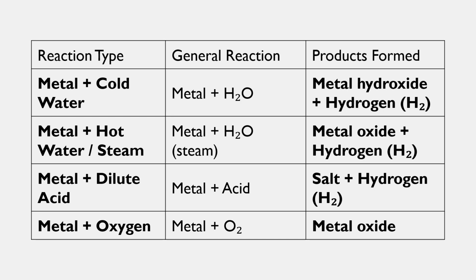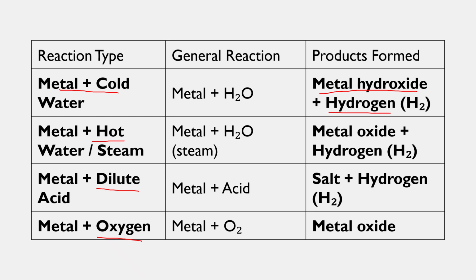Okay, so here are different types of reactions of metals. When metal reacts with cold water, when metal reacts with hot water, when metal reacts with dilute acid, and when metal reacts with oxygen, what is your product? This is very important, student. When metal reacts with cold water, what is your product? Metal hydroxide plus hydrogen gas. And hydrogen gas is produced in the form of bubbles.